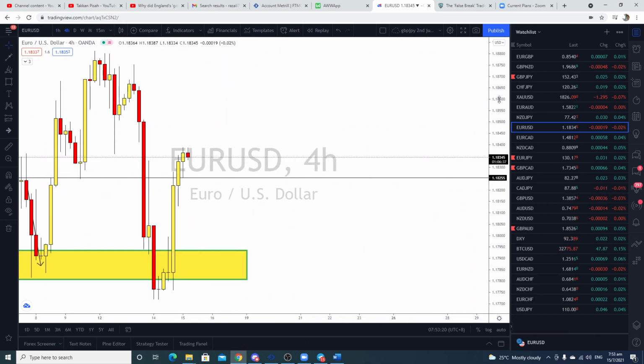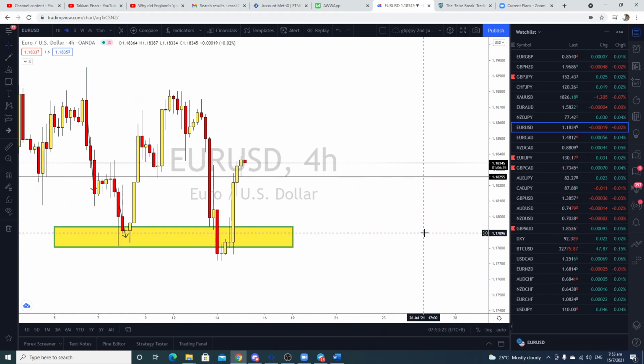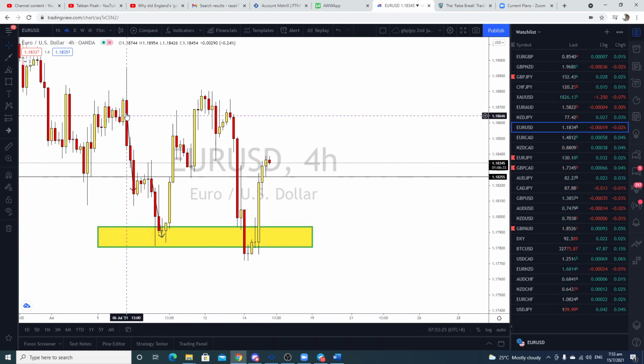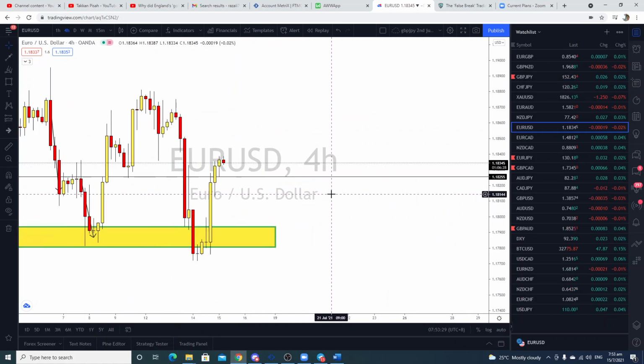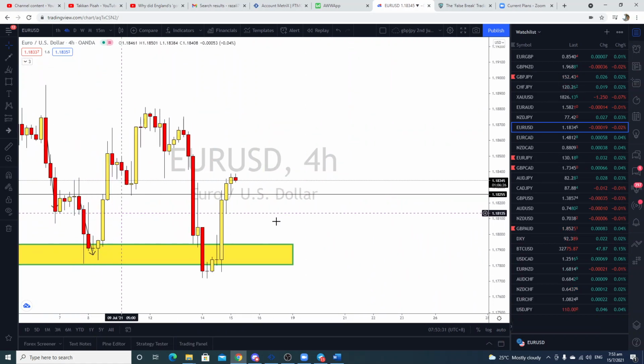Like for instance, Euro USD, right? Euro USD, I'm looking for a buy. Okay, like for instance, you see there's a drop, base, drop here, and then price makes a base, price makes a rally. Alright, so there's a significant demand zone right now.